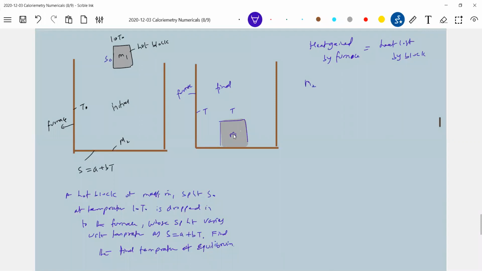Mass M2. What was the initial temperature, T naught? So M2 into specific heat of this into dT. This should be heat lost by the block: M1 specific heat S naught, final temperature minus initial temperature, 10 T naught minus T. So what is the specific heat of this?